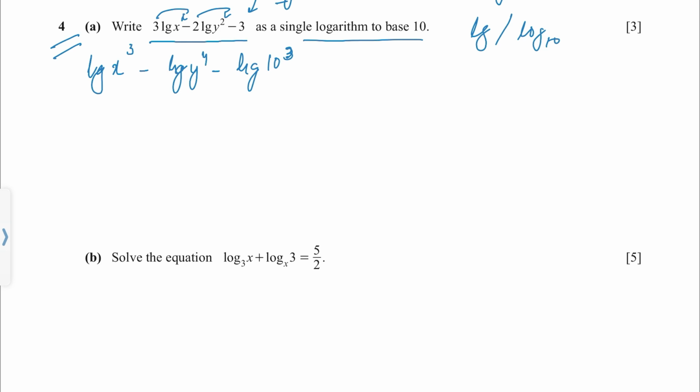Now, finally solving this, whatever is negative is divided and whatever is positive is multiplied. So this would give us our answer as lg x cubed. This is negative, so this would be y powered 4. This is again negative, so this would be here. So this is our final answer. We just write it again: lg x cubed over 1000 y powered 4.